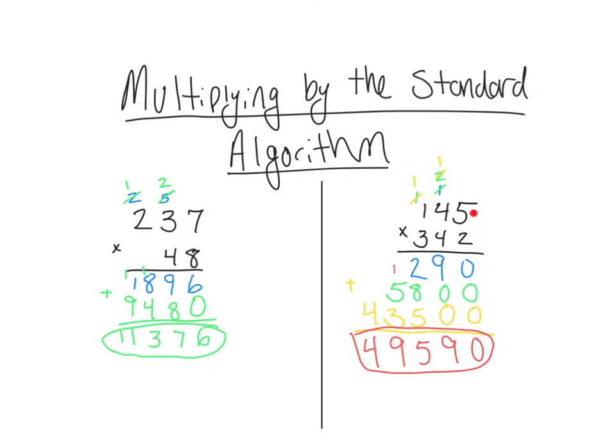Okay, another thing that I noticed people doing is, let's say we had 145 times 342. They would just do 2 times 5, and then 4 times 4, and then 3 times 1. And that's not how we multiply. That's how we add. Okay, or subtract. We just add or subtract from the place values, but that's not how we multiply. With multiplication, we have to multiply each number by all of the numbers in the other factor. Okay, so make sure that you do that. So that's it.